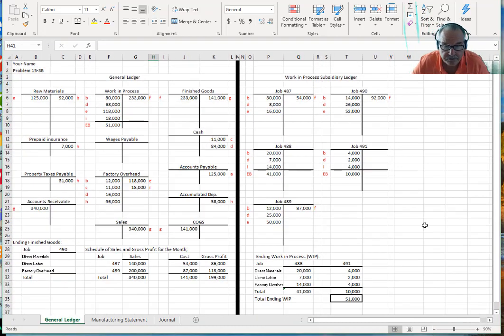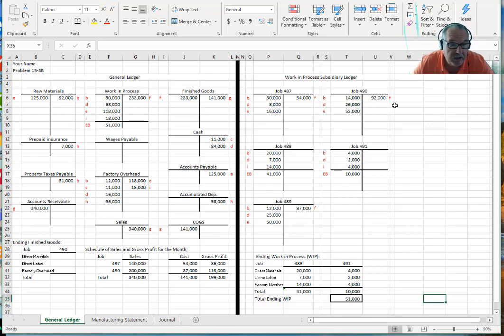So the ending balance in work in process is 51,000, which is represented by these two jobs, 488 and 491. That total is 51,000. Is it a coincidence that that total balances to work in process? Absolutely not. It has to work that way. Anytime we put something in work in process, we have to keep it in the work in process subsidiary ledger. And so at the end, it has to balance out. So our ending balance in work in process, 51 grand, is represented by these two jobs.